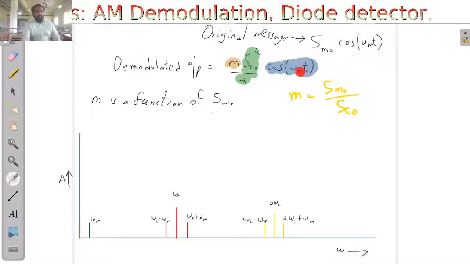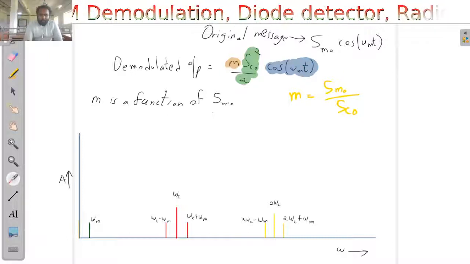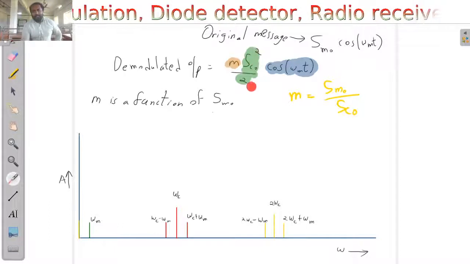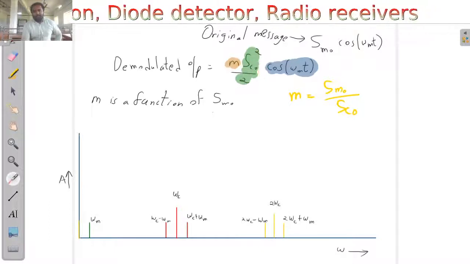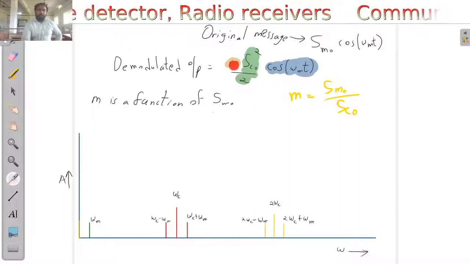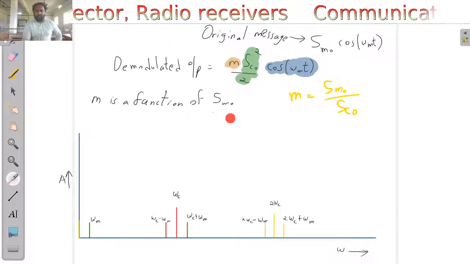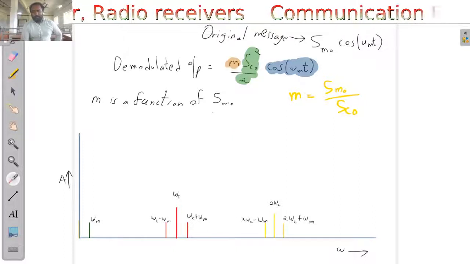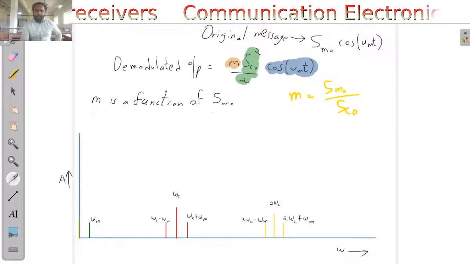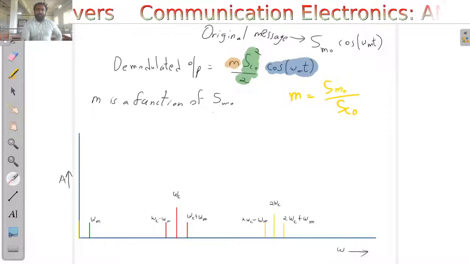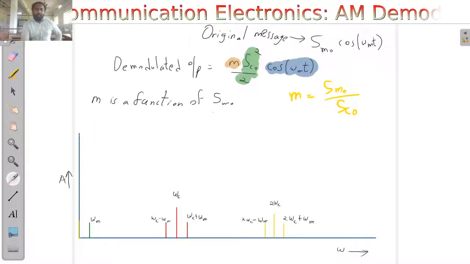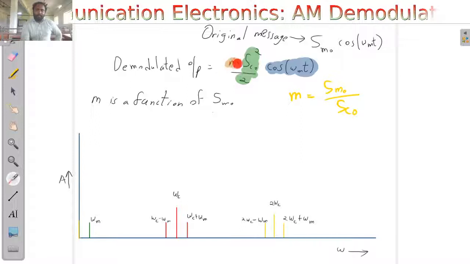Now about the amplitude information. Amplitude information, you can see it is inside the modulation index because SE0 square by 2 is a constant. So we are least bothered about SE0 square by 2. And in the case of m, m is a function of SM0. How come? Because m is defined as SM0 divided by SE0, which means SM0 is there. So m is a function of SM0. That means we have effectively recovered the amplitude of the original message signal also using modulation index.